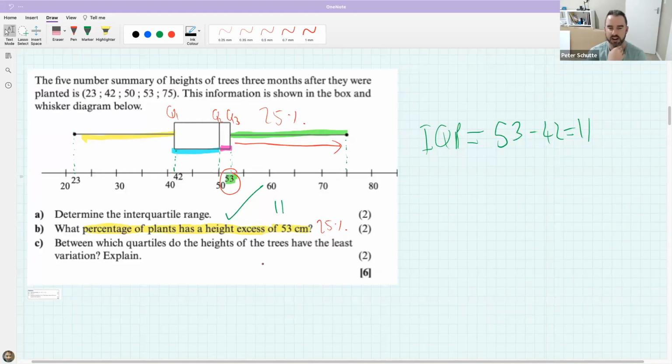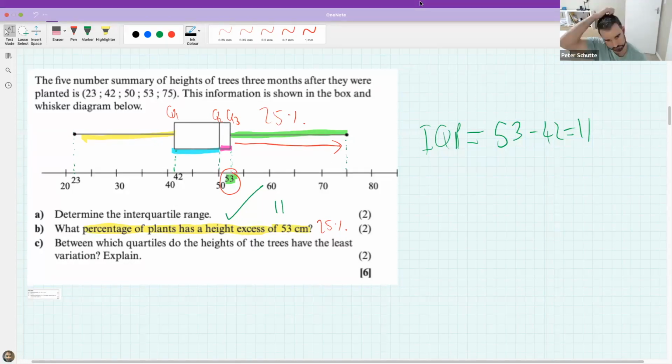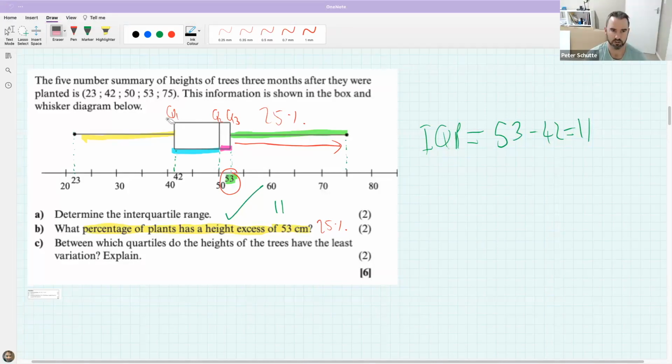Okay, cool. Now, the last question, between which quartiles do the heights of the trees have the least variation? Okay, so Keisha, if you look at a box and whisker plot, each little piece of it has 25% of the data. So 25% is in that whisker, 25% is between those two lines, another 25% sits between here, and then the bottom 25% sits over here. So Q1 is like the dividing line between the lower 25% and then the next 25%.